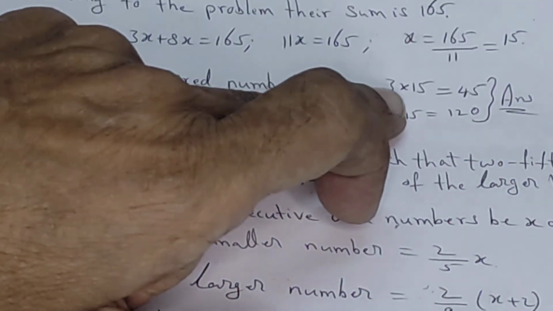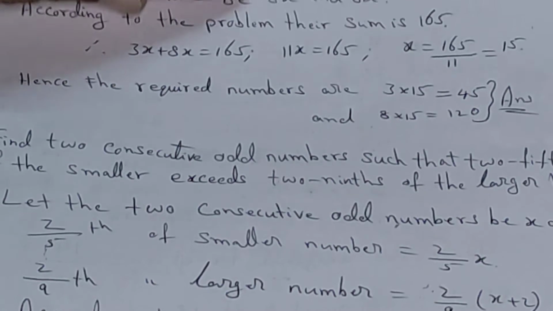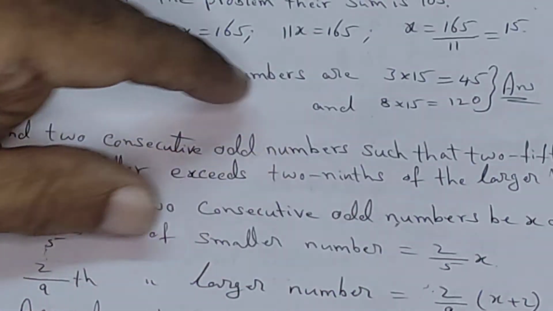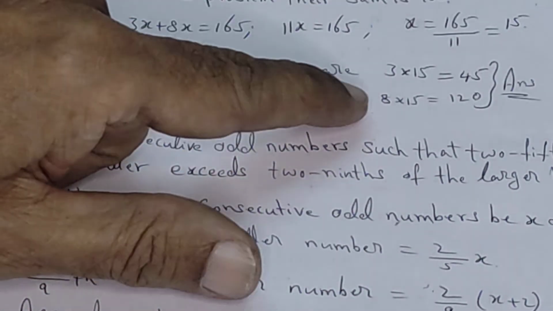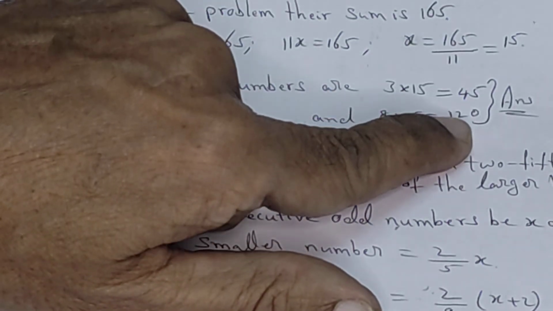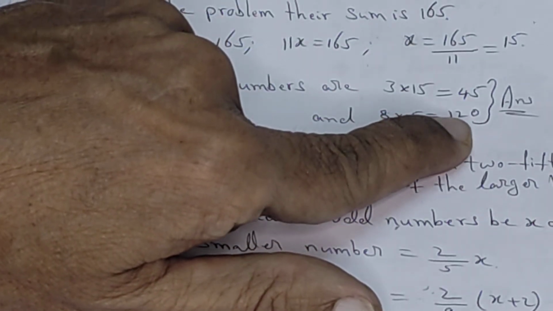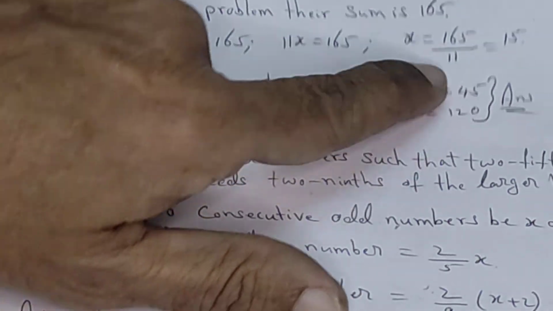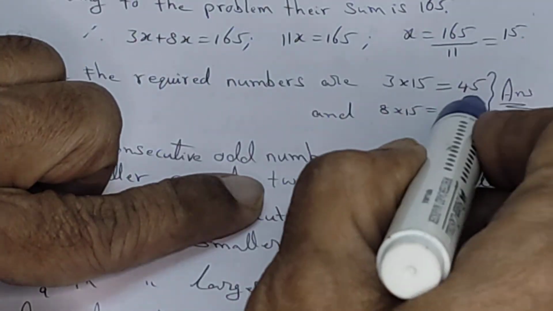So the required numbers are 3 into 15, that is 3x, which is 45. And similarly 8x means 8 into 15, which is 120. So the required numbers are 45 and 120. That's your answer.